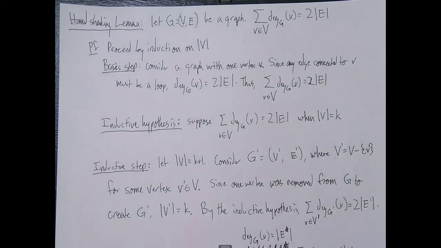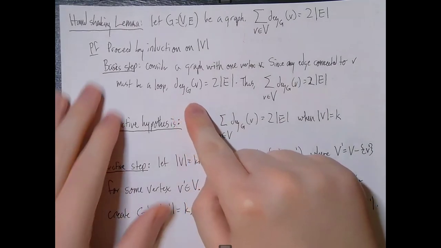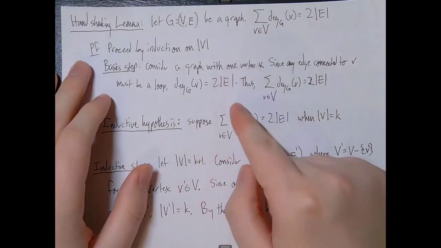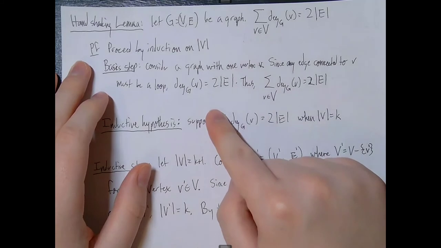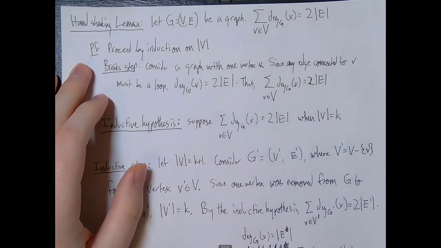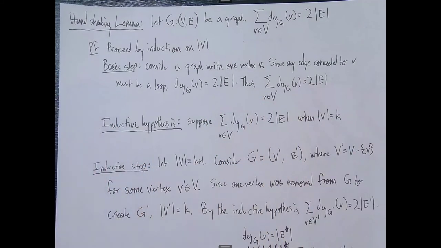Since any edge connected to v must be a loop, we know that any loop adds 2 to the degree of a vertex. That's just by definition of the degree of a vertex being how many edge connections there are on a vertex. So the degree of the vertex is going to be 2 times the number of loops connected to that vertex, or 2 times the size of the edge set. Therefore, the theorem holds when we have a graph of one vertex.